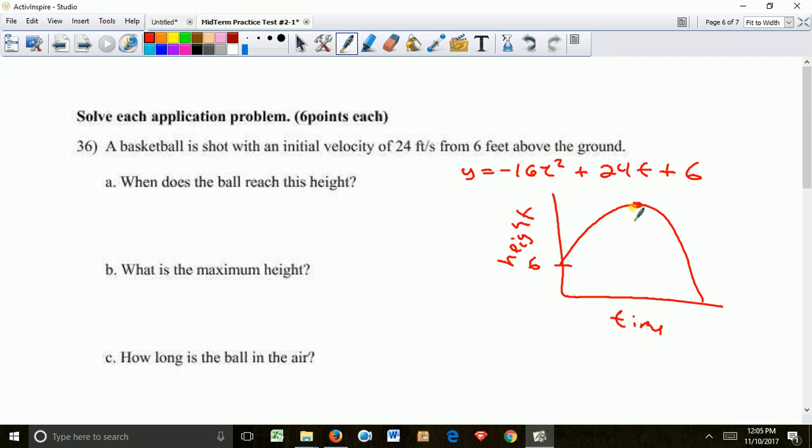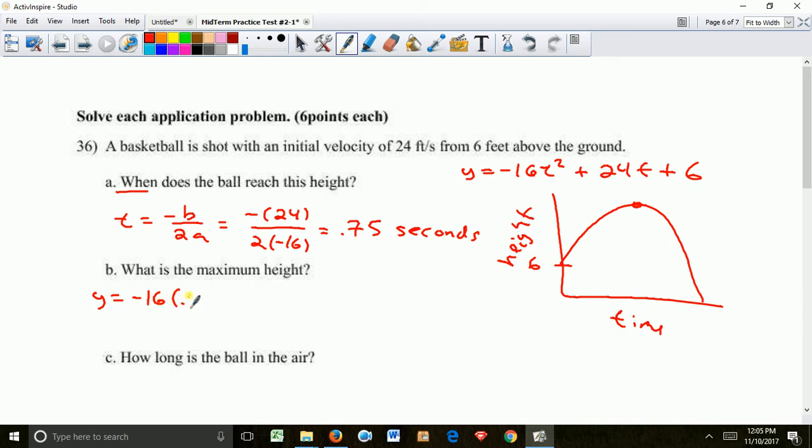So we want to find the vertex. When does the ball reach the maximum height? So we're looking for a time. T is equal to negative b over 2a. So in this case, you're going to take negative 24 and divide that by 2 times negative 16, in which case you get 0.75 seconds. What is the maximum height? Plug in 0.75 from part A into the equation. You get y is equal to negative 16 times 0.75 squared plus 24 times 0.75 plus 6, and you're going to get 15 feet.